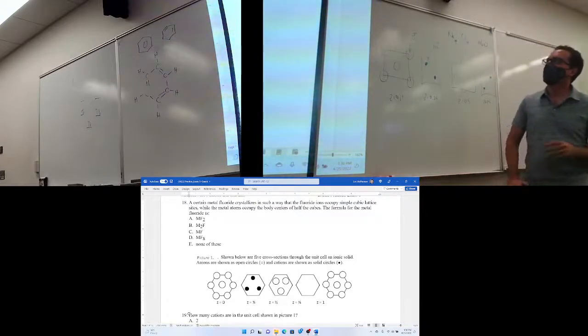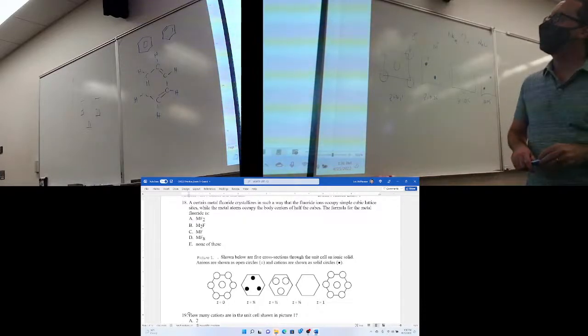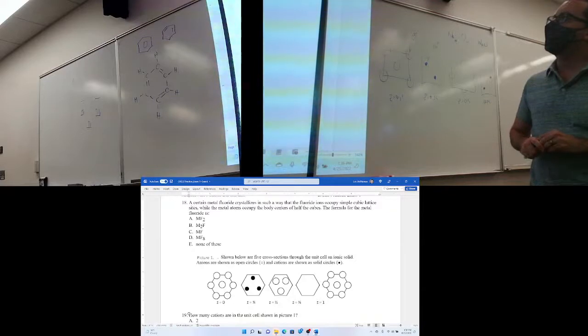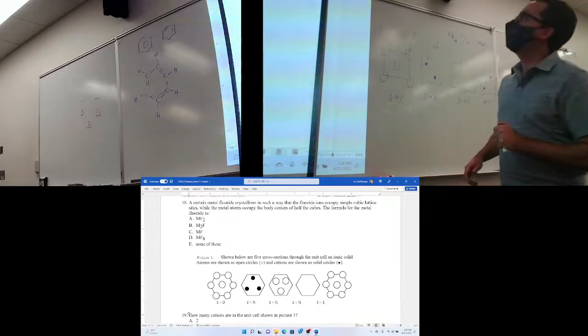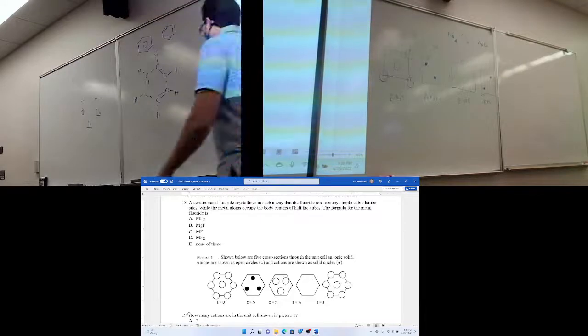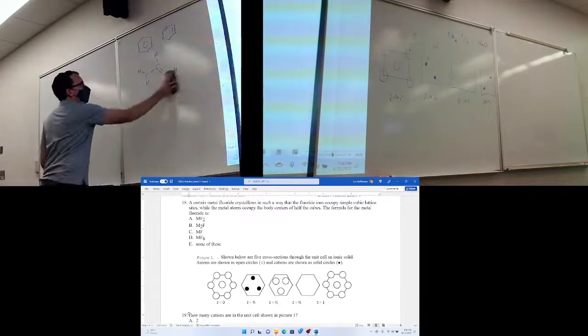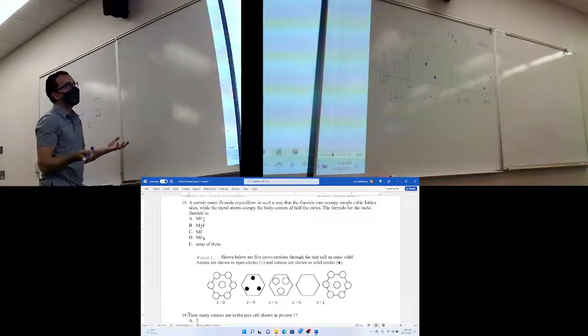Costs a lot too. All right, a certain metal fluoride crystallizes in such a way that the fluoride ions occupy a simple cubic lattice, while the metal atoms occupy the body centers of half of the cubes. This is a weird one. So what is the formula for the metal fluoride? They're not really giving us the full unit cell. They're kind of describing what the crystal looks like.